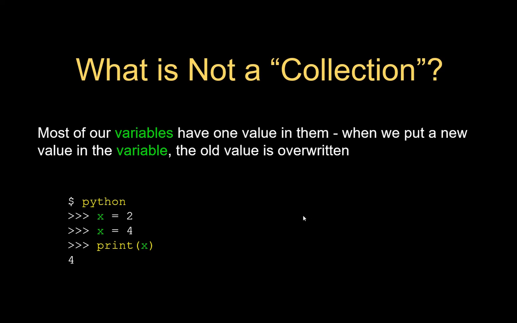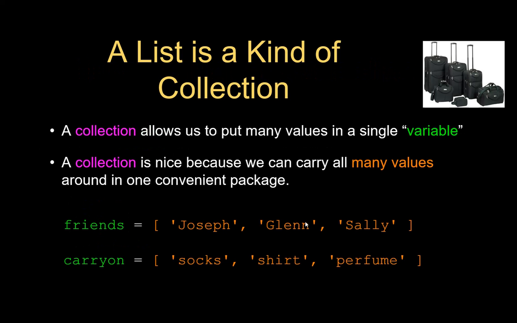In contrast to a variable, we can have a list. A list is a kind of collection. We can metaphorically look at it as a suitcase or several suitcases. We can put several different things in a suitcase. It's not like a variable that can only have one single item in it. It can have a collection of things inside.